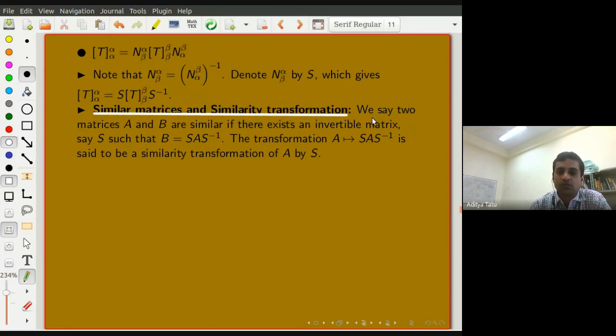Okay, so two matrices A and B are similar if there exists an invertible matrix, say S, such that B is S A S inverse. Okay, and the transformation that takes the matrix A and gives you the matrix S A S inverse is what is called a similarity transformation of the matrix A by the invertible matrix S.